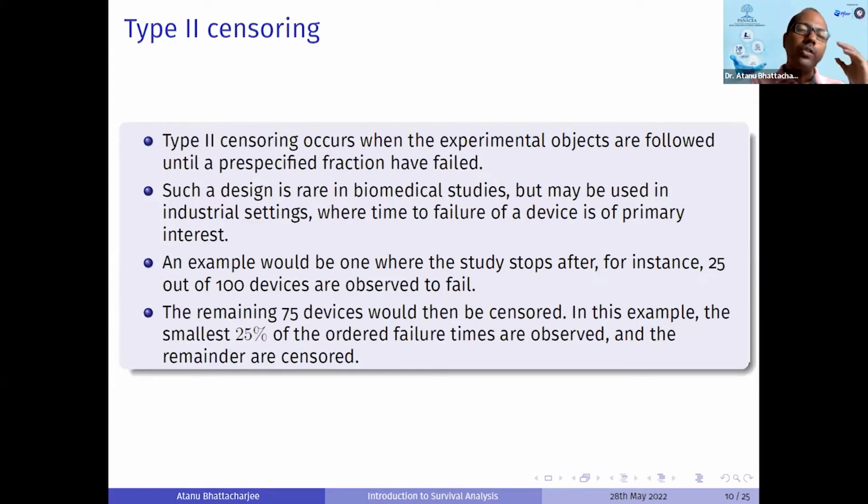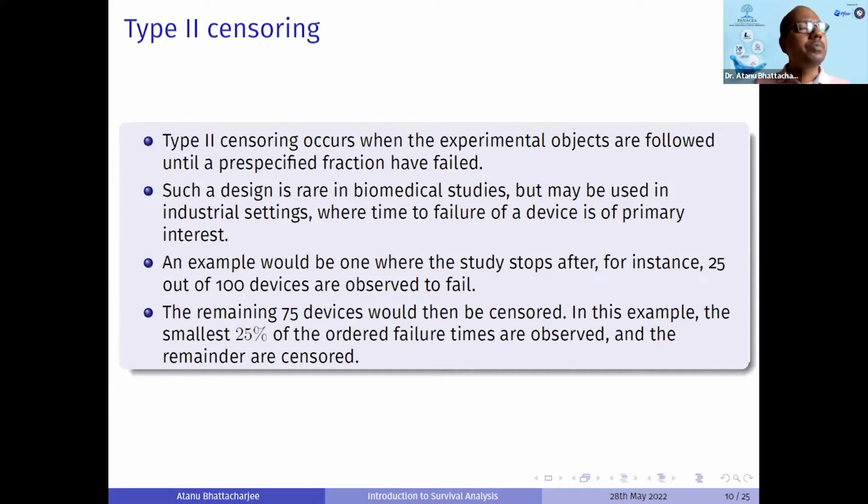But anyway, that 25, 25 out of 100 bulbs, you are going to make the conclusion that when the first 25 bulbs fail, that duration you are going to document and say this is the median duration of survival, the existence of any bulb you consider for a product. So the remaining 75 devices would be censored. In that example, the smallest 25% of the ordered failure times are observed, and the remainders are censored.